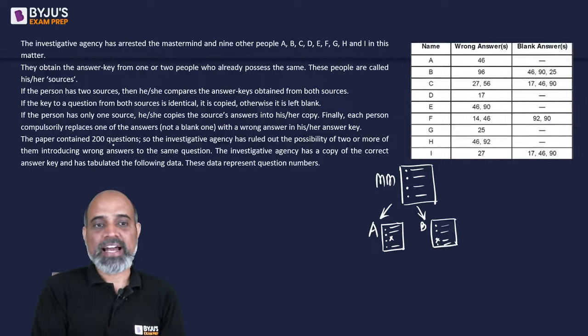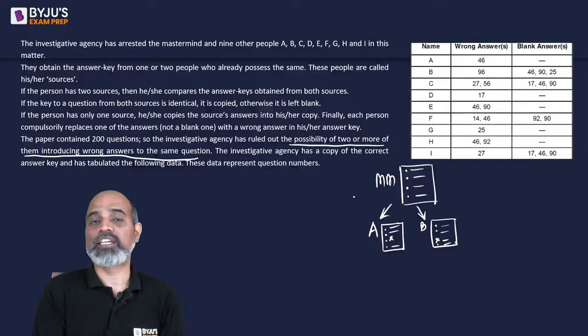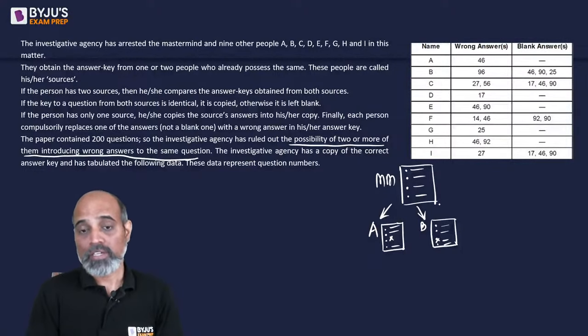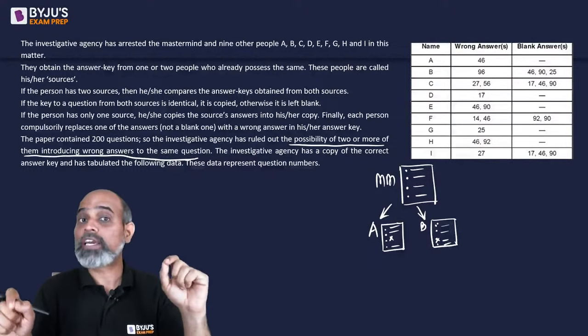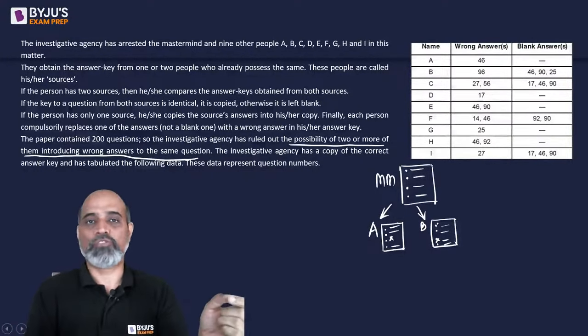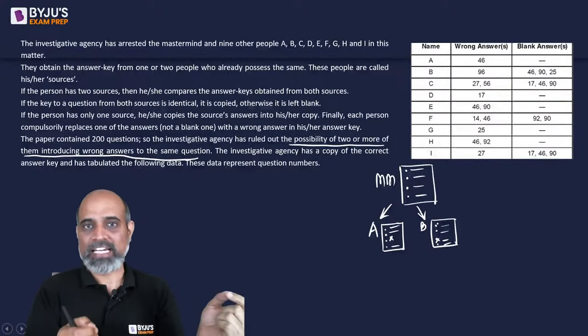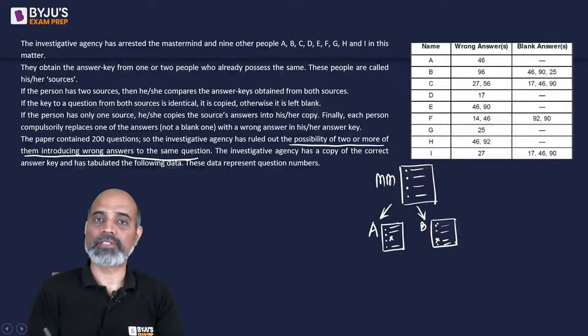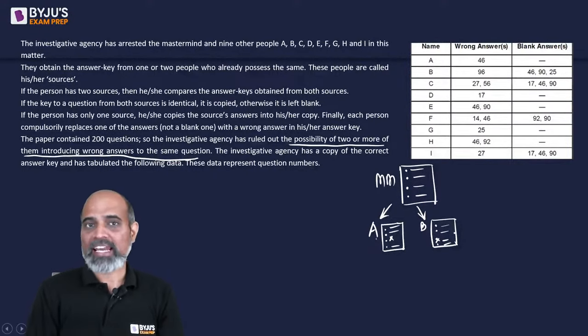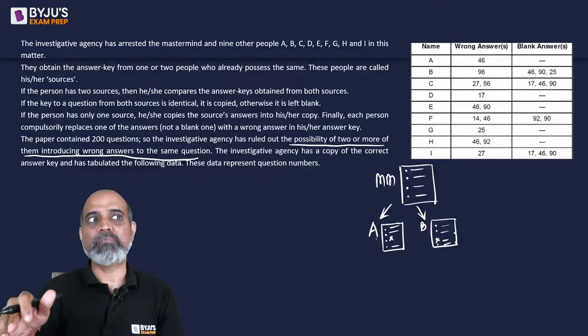Suppose these are option based questions. It is given that since there are 200 questions, the possibility of 2 or more of them introducing wrong answers to the same question is ruled out. So A और B का जो answers होंगे ना, जो उन्होंने गलत करे होंगे, they are going to be different. The investigative agency has ruled out that there is even a possibility कि same answer होगा.